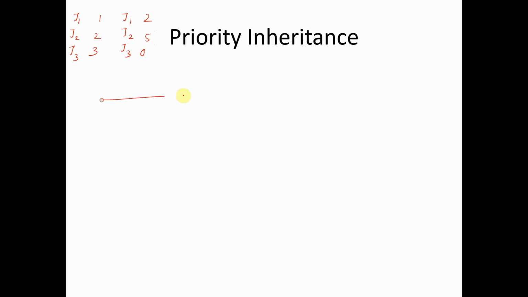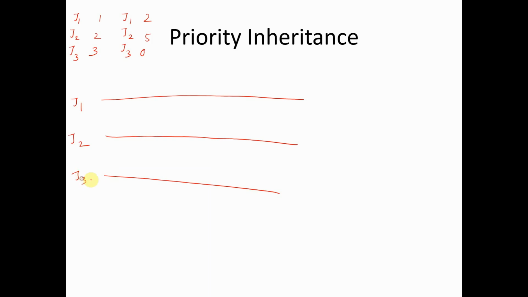So I'll represent J1, J2 and J3, and I will also give the job execution, that is the non-critical section, critical section, and non-critical section for each of these jobs. J1, J2 and J3: this is 1, 1, 1. Assume this is 5, and 1, 3 and 1.